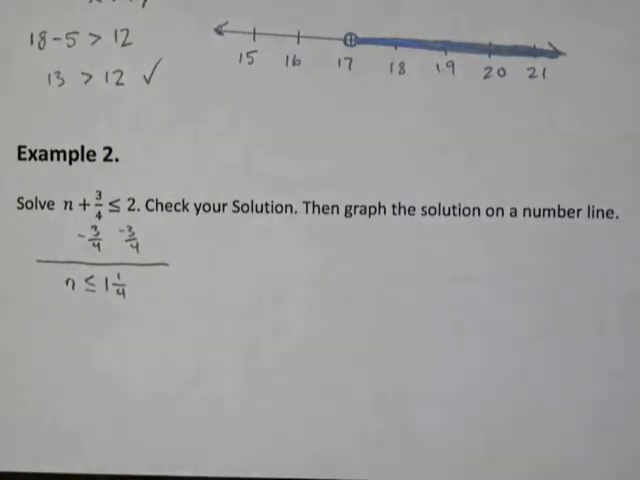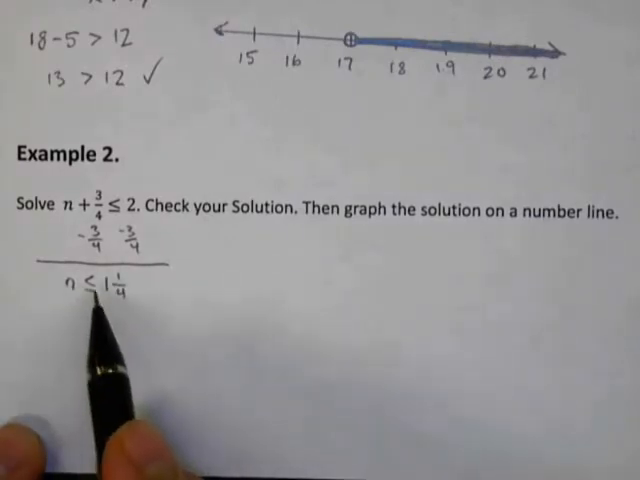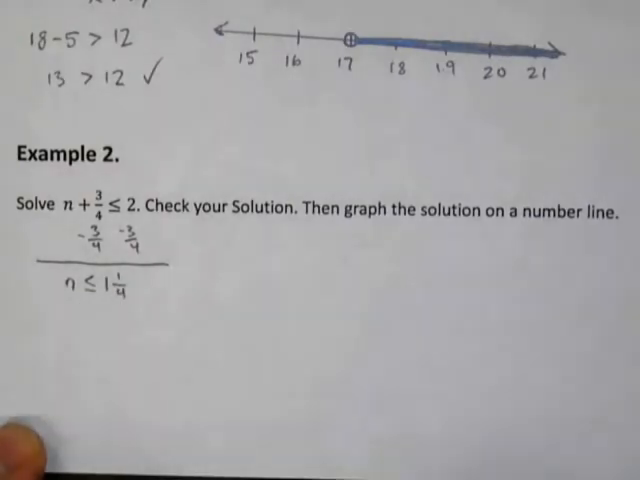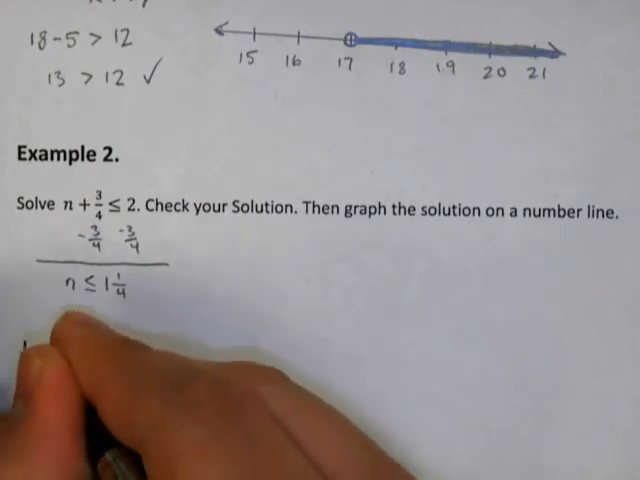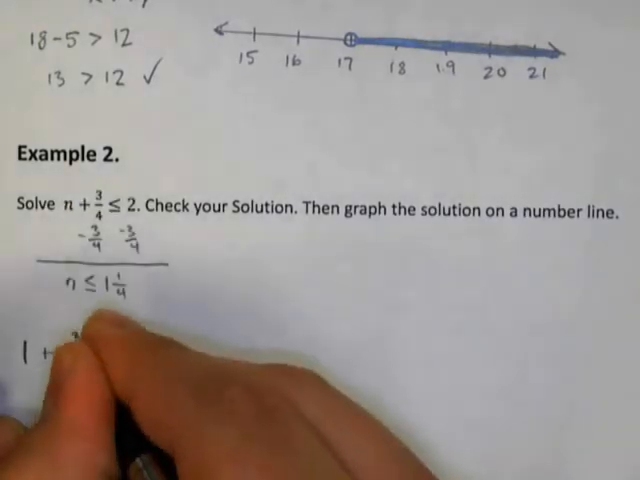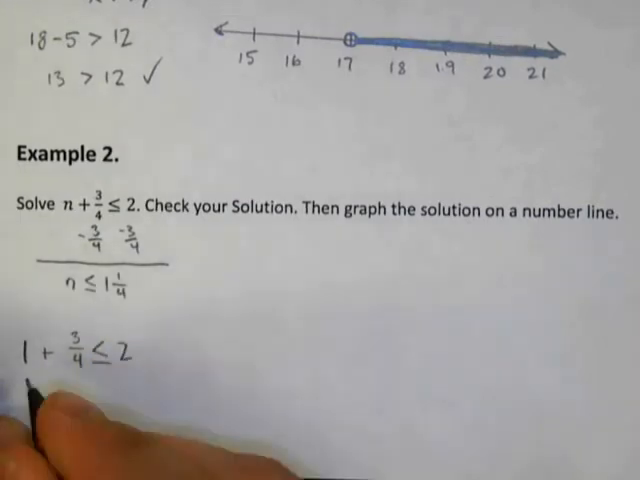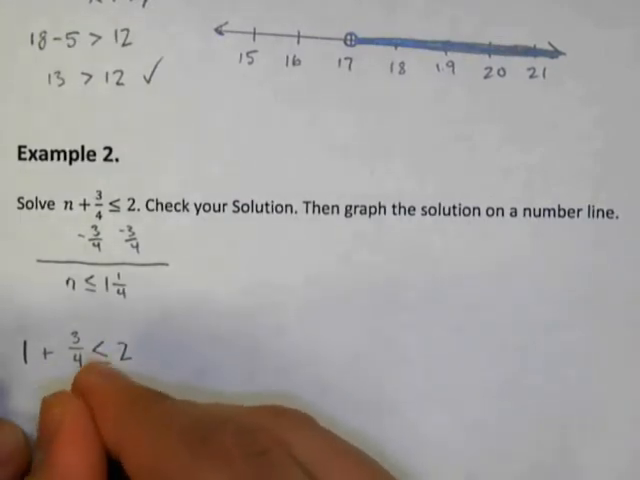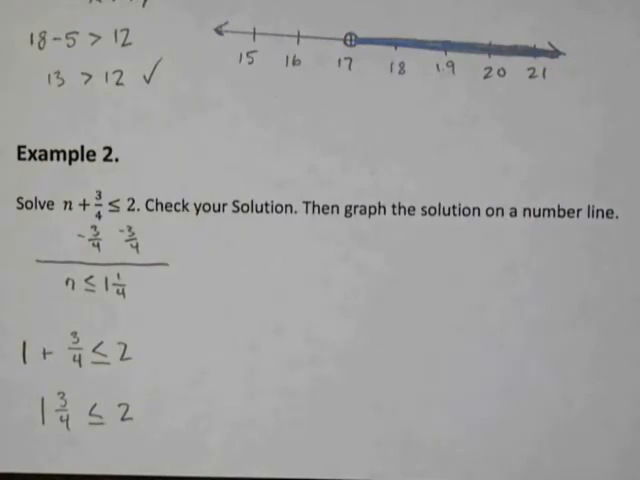And we need to check our solution, make sure that's right. So let's choose an easy number. What's a number that is less than 1 1/4? Well, 1 is an easy number to use. Let's check it using that. So we're going to plug in 1 for n: 1 plus 3/4 is less than or equal to 2. And if we do that, we see we have 1 3/4, which is obviously less than 2. So it's less than or equal to 2. So that checks out. That makes sense, okay?